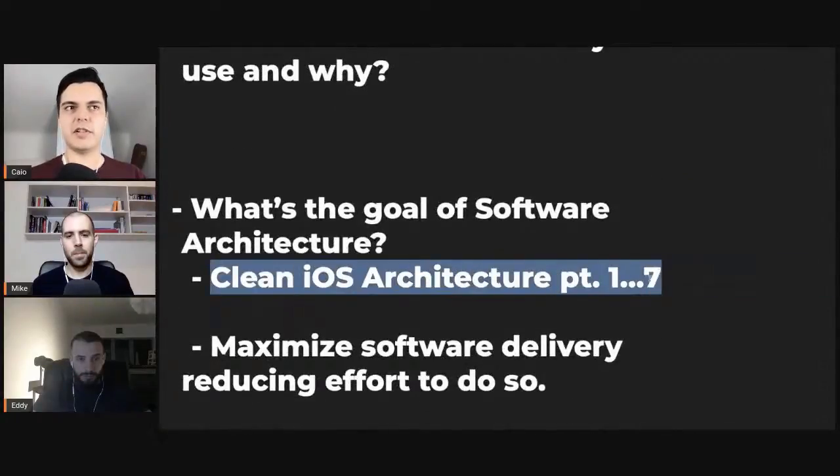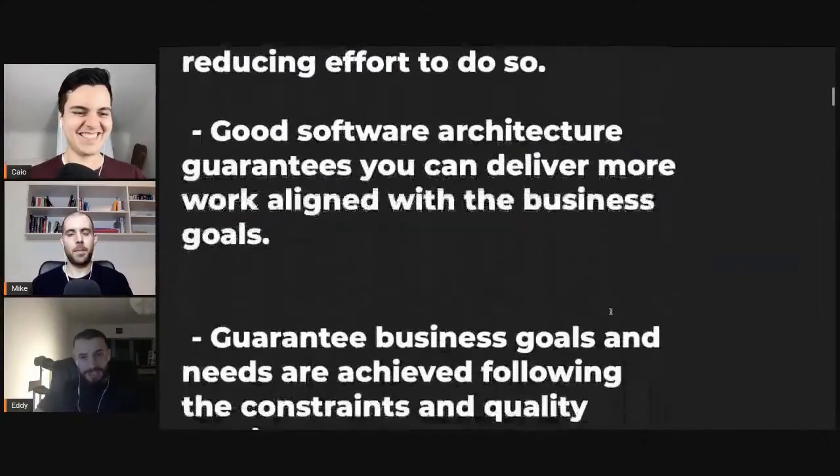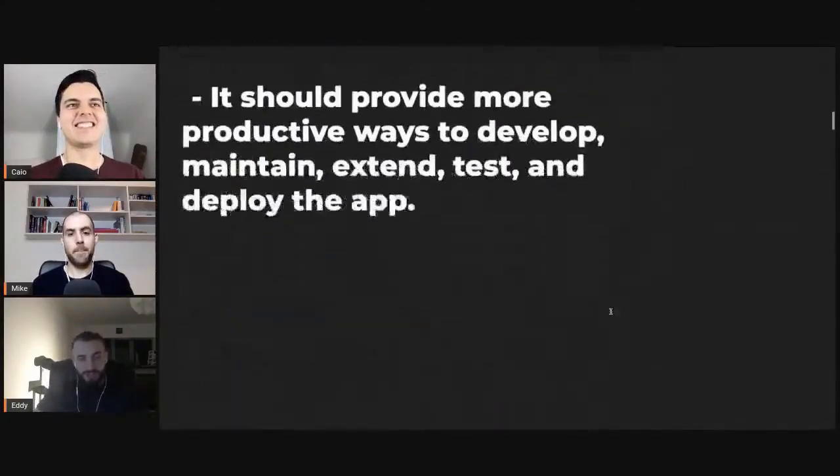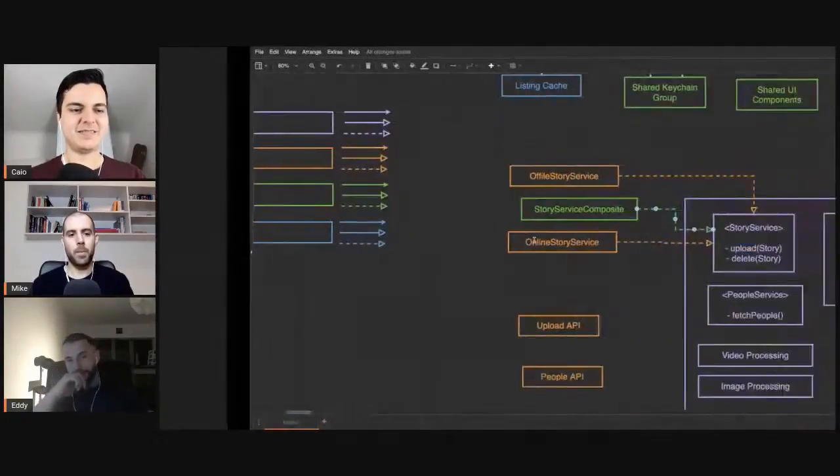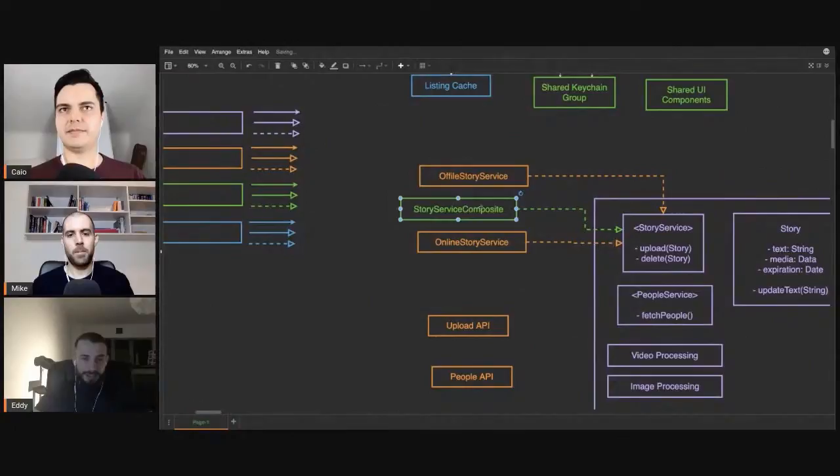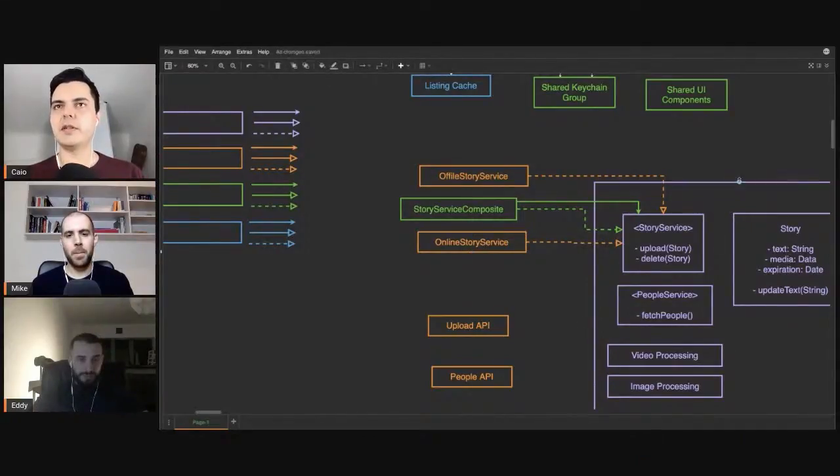Here, iOS architecture part 1 to 7. I think I saw one of them, and I know what's composite. Yeah, so pretty much a composite. You can have a list of services, and it delegates the messages to all of the services in the composite. So it implements the protocol and also has an instance of services or many services. So when you send a message like upload, it will send to both the offline and the online at the same time. And the application always interacts with the local one.